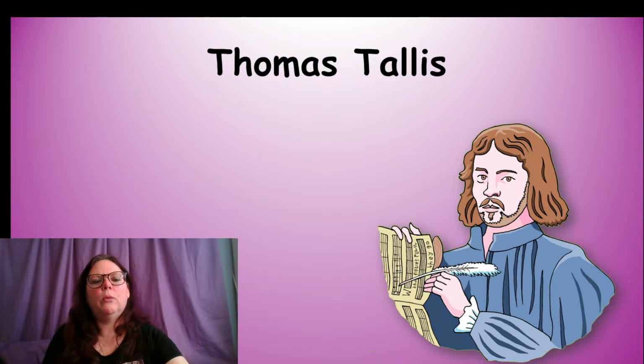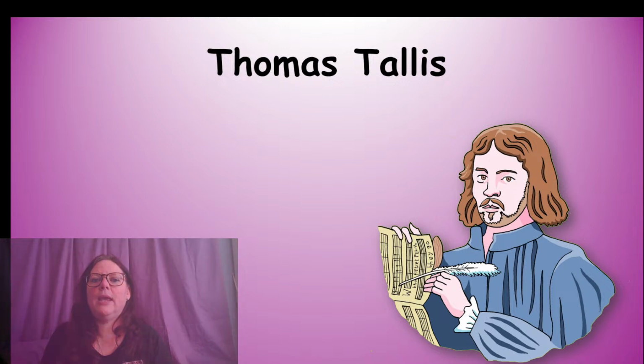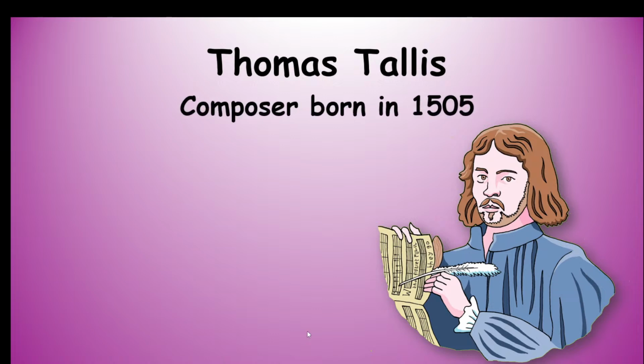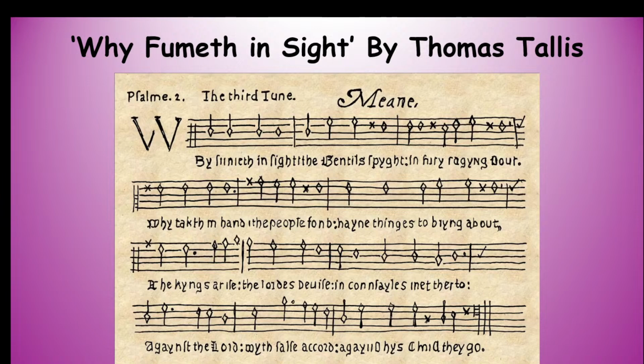We're actually going to be looking at one of his pieces of music, and the piece of music we're going to be looking at is an anthem. So I'm going to just disappear so that when I put the next thing up, you can, there we go. So in front of you, you have a piece of music written down by Thomas Tallis, and this is how the music would have been written. It's an anthem called Why Fumeth in Sight.